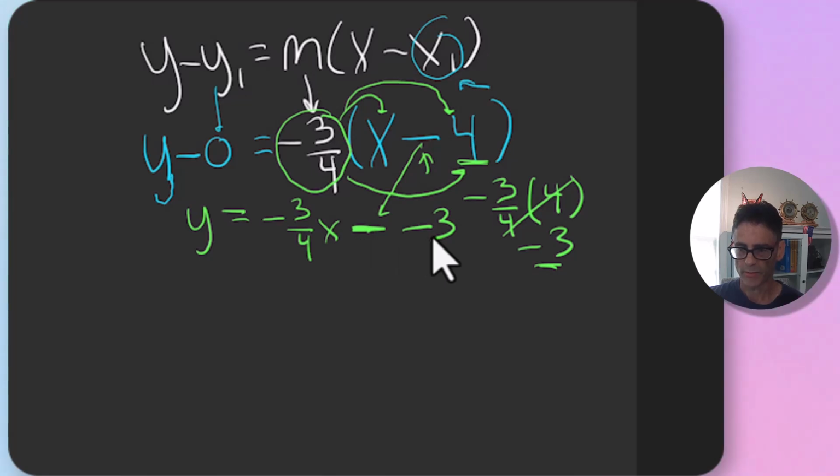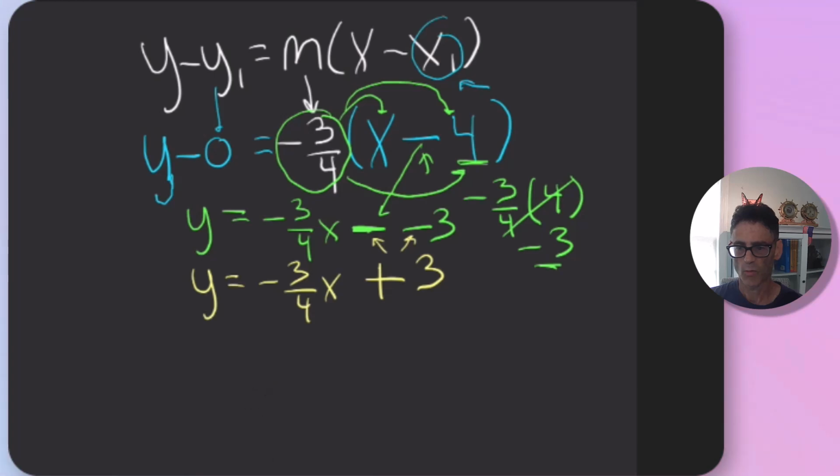minus a -3. When you have minus a negative, subtracting a negative, two negatives become a positive 3. All right. And then I'll just write the -3/4 x in front of it and the y equals.